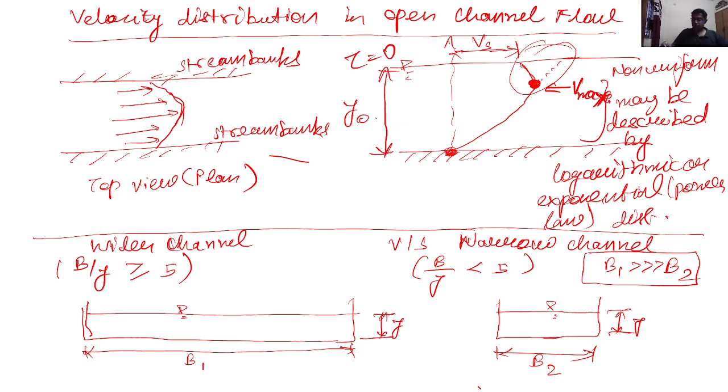So the v max, that is the point of maximum velocity, will also differ. The point of maximum velocity will be much further downward from the surface of the water in the case of a narrow channel than that of a wider channel. So that is something which we need to also understand.